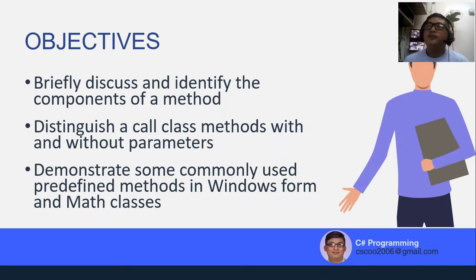We have two types of methods. We have the predefined. When we say predefined, it is actually built into your language. Like in C#, we have the Math class. Let's say if you want to get the exponent, you use Pow, something like that.